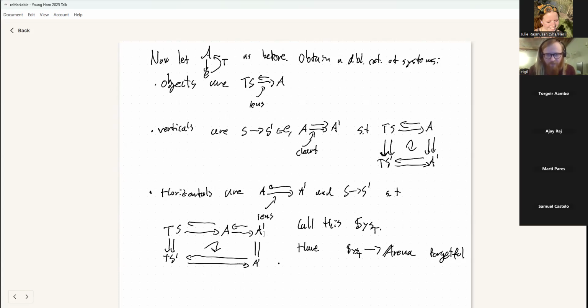You have A prime in both places at the right, so you can take the identity chart and ask for that. So you get a double category of systems. There's a forgetful functor from systems to the category of arenas.